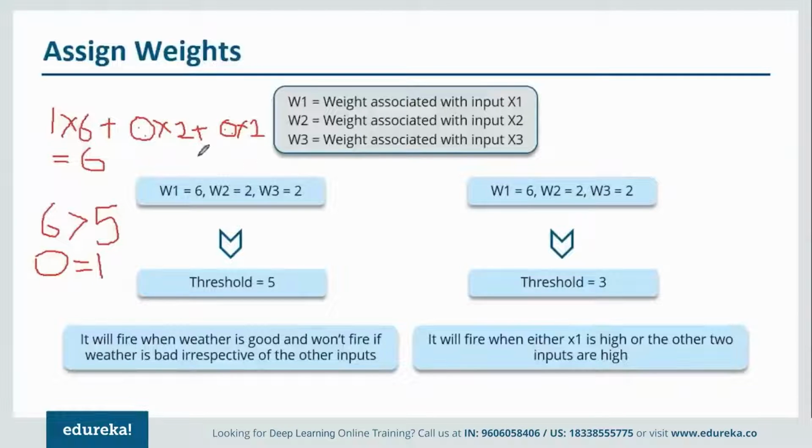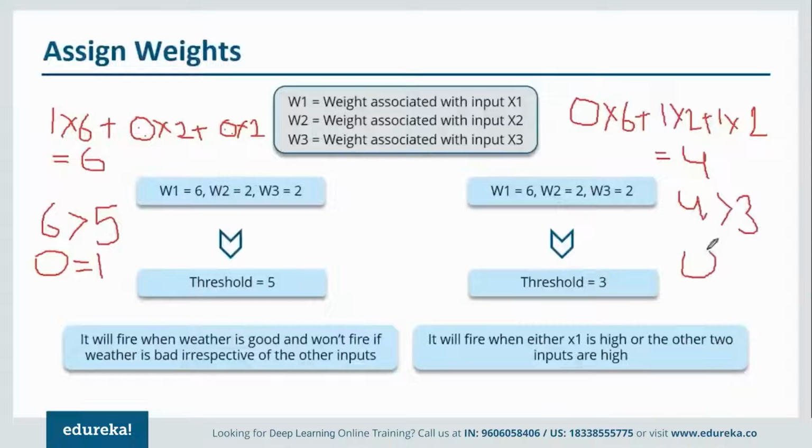Alright, now I'll explain you a different scenario. So over here our threshold was 5, but what if I change this threshold to 3? So in that scenario, even if my weather is not good, I'll give it a 0, so 0 into 6, but my wife and public transport both are available. Alright, so 1 into 2 plus 1 into 2, which is equal to 4, and it is definitely greater than 3. Then also my output will be 1. That means I will definitely go to the beer festival even if weather is bad, and my neuron will fire. So these are the two scenarios that I have discussed with you.